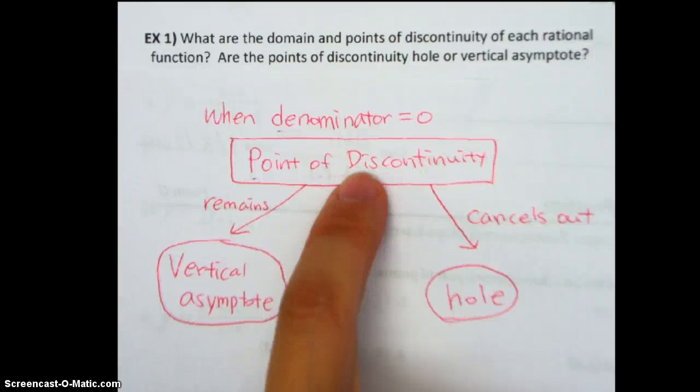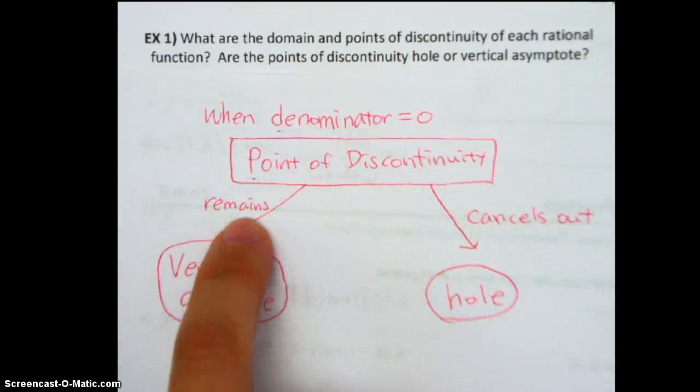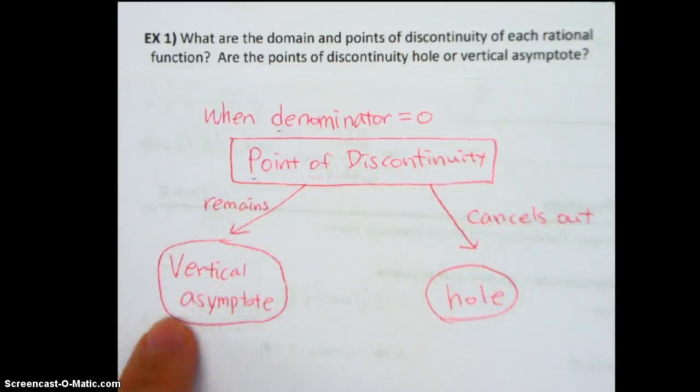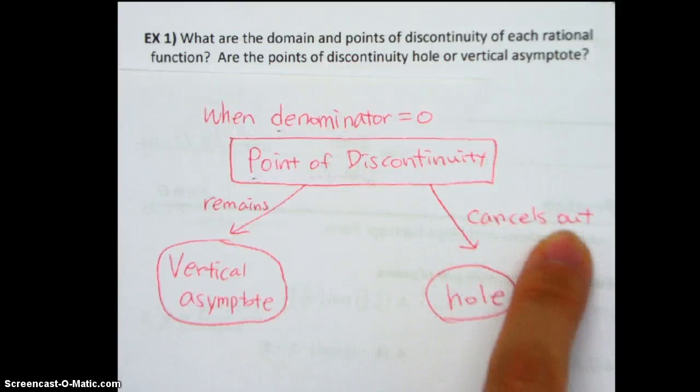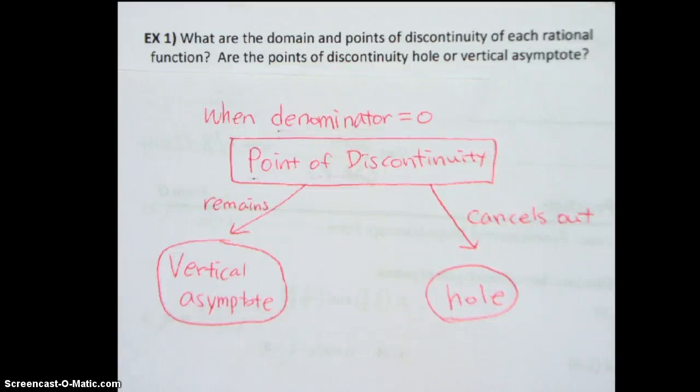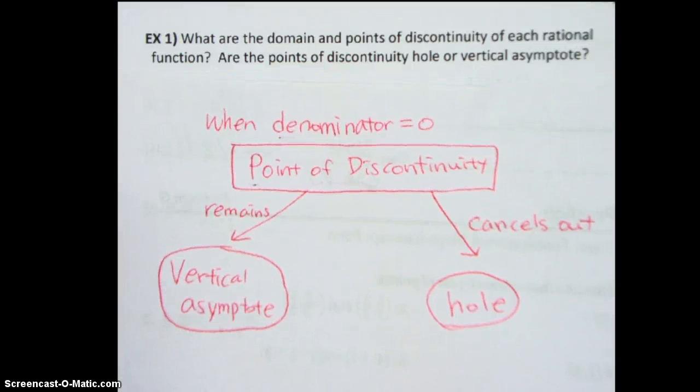If that factor remains, it doesn't cancel out, then we have a vertical asymptote at that x value. If, however, that specific factor cancels out, it disappears from the denominator, then we have a hole. So that's just kind of a rule. So let's look at example 1.